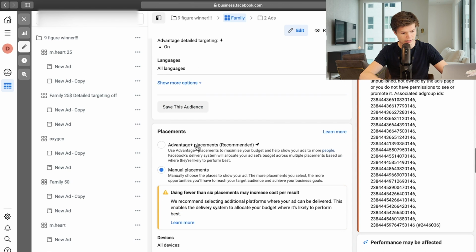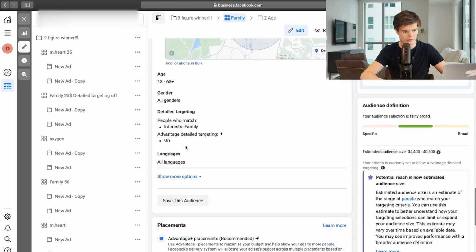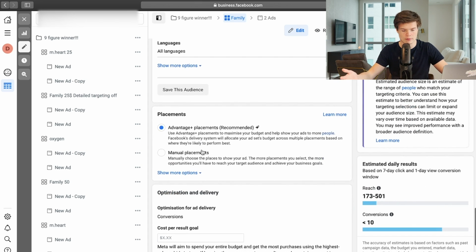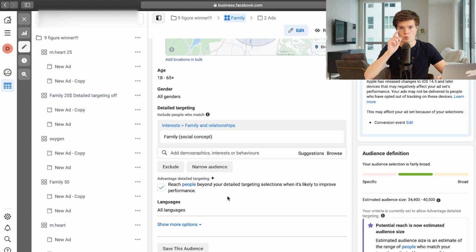And then for the people that get this part confused, I recommend to have advanced placements on, or just let Facebook optimize. I don't want to be too manual when I'm running Facebook ads. At the end of the day, they are an algorithm that's going to understand better than me. So I like to keep things very broad. And I'm going to leave you one more tip in this video.